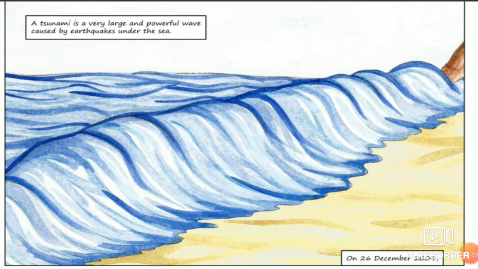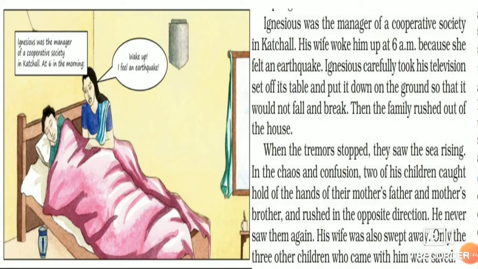Children, I already told you what a tsunami is. It is a very large and powerful wave. It may break buildings, even many-storeyed buildings. Such powerful and huge waves were caused because of the earthquake under the sea on 26 December 2004. All of you know about the earthquake which happened on 26 December 2004. Let us see what destruction happened due to this tsunami.